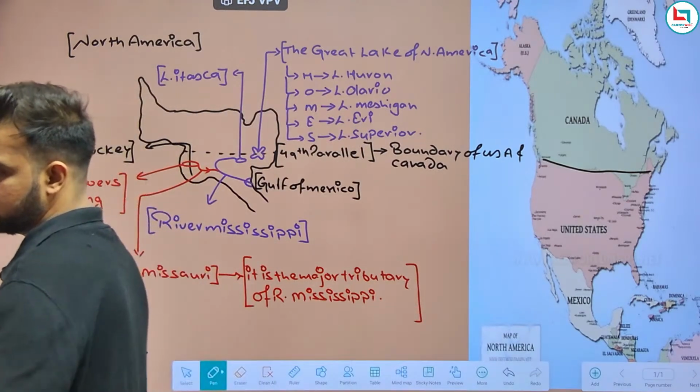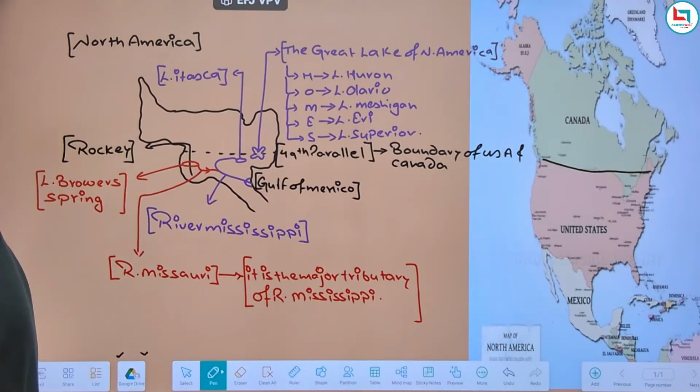Now, guys, when we talk about the River Mississippi and look towards the Gulf of Mexico, you will find a city, and the name of that city is New Orleans. So River Mississippi drains near New Orleans. You should know the name of the city also.